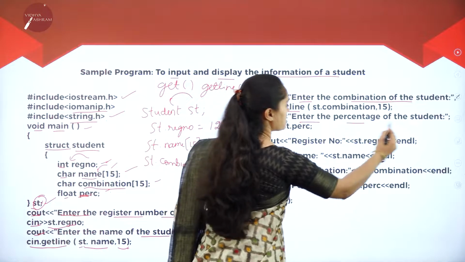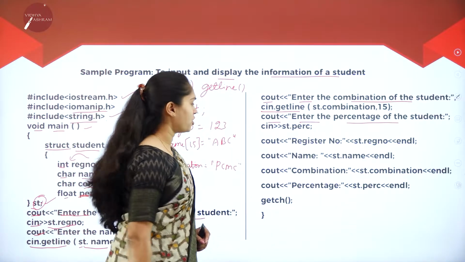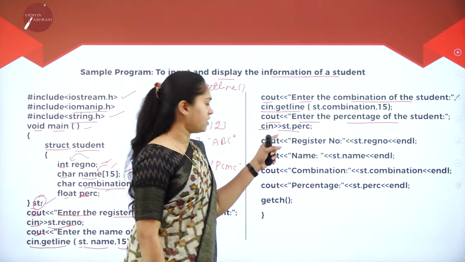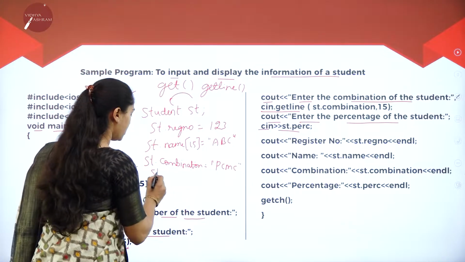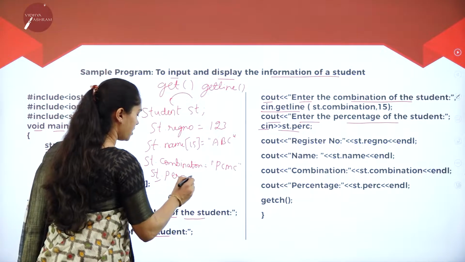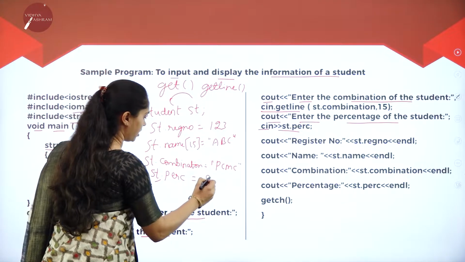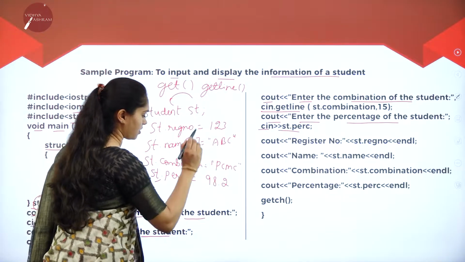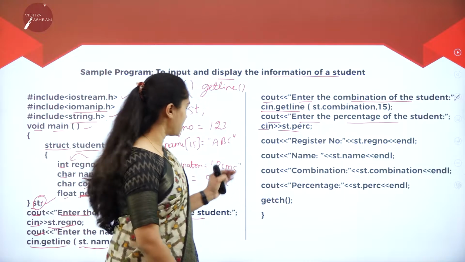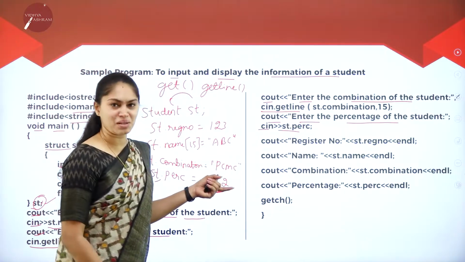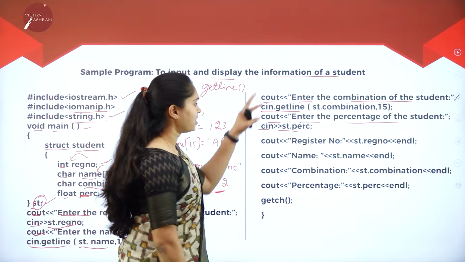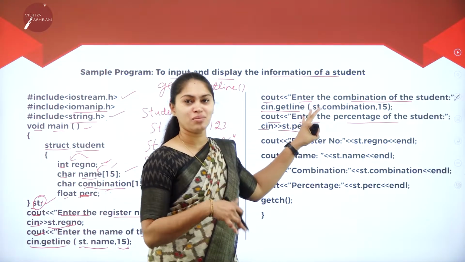Next, enter the percentage of the student. I just wanted to enter the percentage with cin st.percentage. So st.percentage is equal to, let me consider that as 98.2. Okay, why should I make this student unhappy? Let me give the percentage as 98.2. Fine. So now up to here I have taken the input from the user.